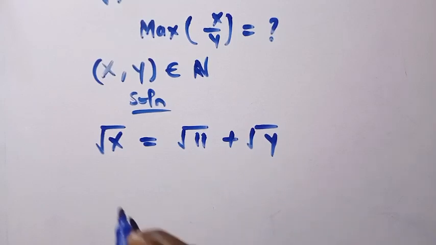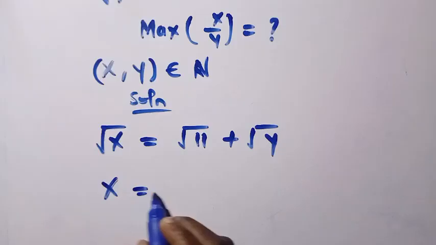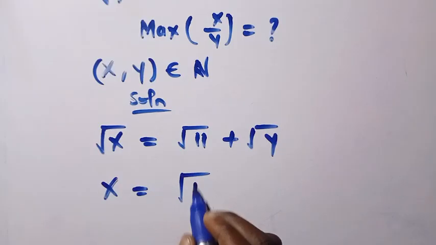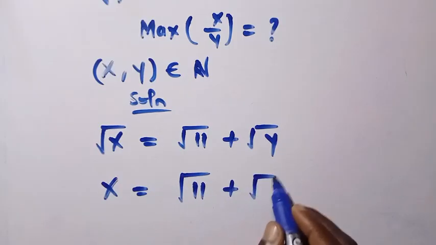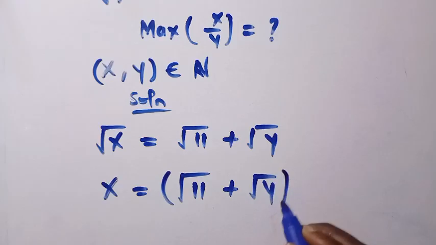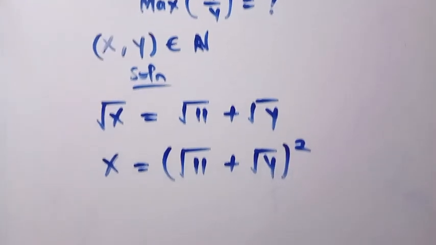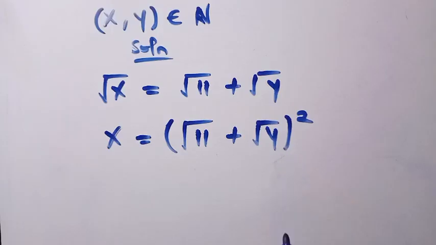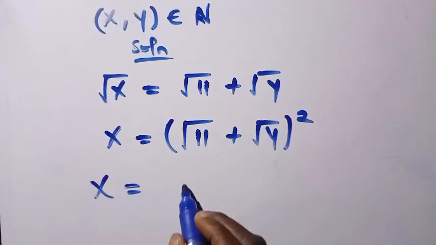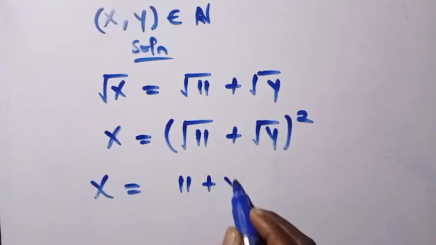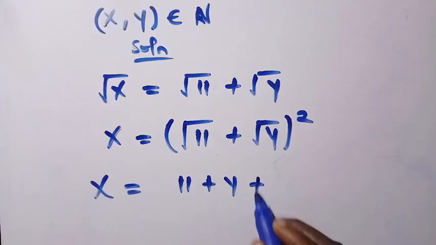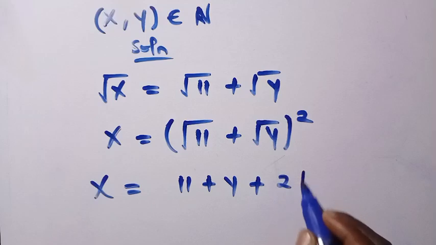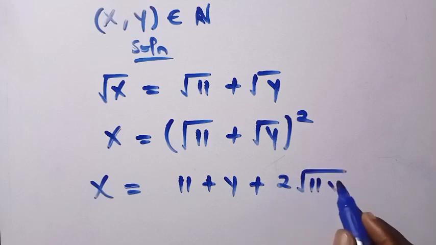By taking the square of both sides, we have x equals root 11 plus root y, all raised to the power of 2. I want to make x the subject of the formula, and I want to make y the subject of the formula as well. When we expand root 11 plus root y squared, we are going to have 11 plus y, then plus 2 root 11y.